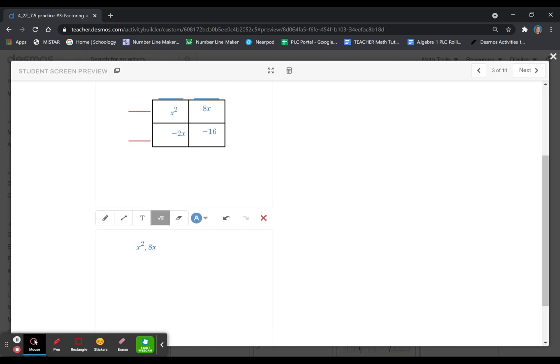The way I'm going to do that, I'm going to take each of these separately. So the x squared has a 1, so this is 1x squared. So we're going to break it down into the factors. The factors of 1 are 1, so 1 times 1 is 1. The factors of x squared are x times x. Now we're going to take the factors of 8x.